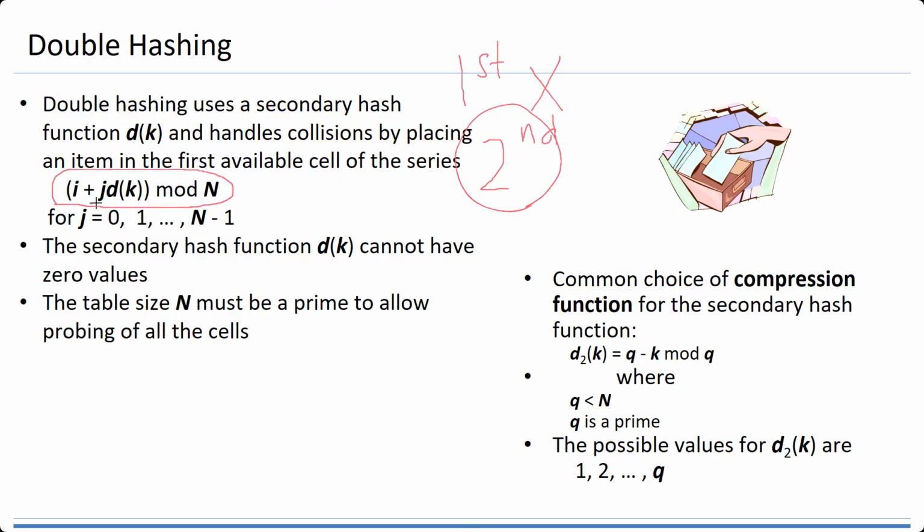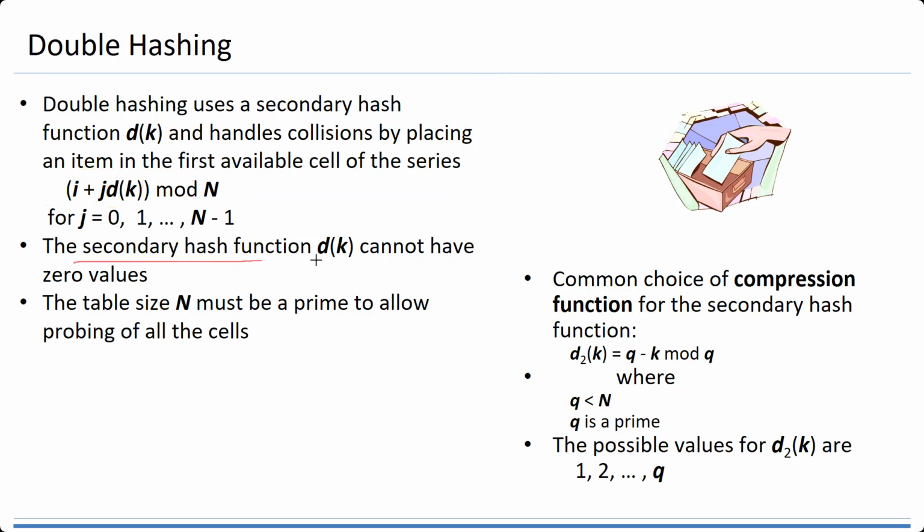So the function will be like this one: (i plus j multiplied by d(k)), where d(k) is the secondary hash function. And again, we do the mod. Mod means the remainder. So we want to find the remainder of the value with n, where n is the number of places. j is a number from 0 until n minus 1. So we will check how to calculate this one.